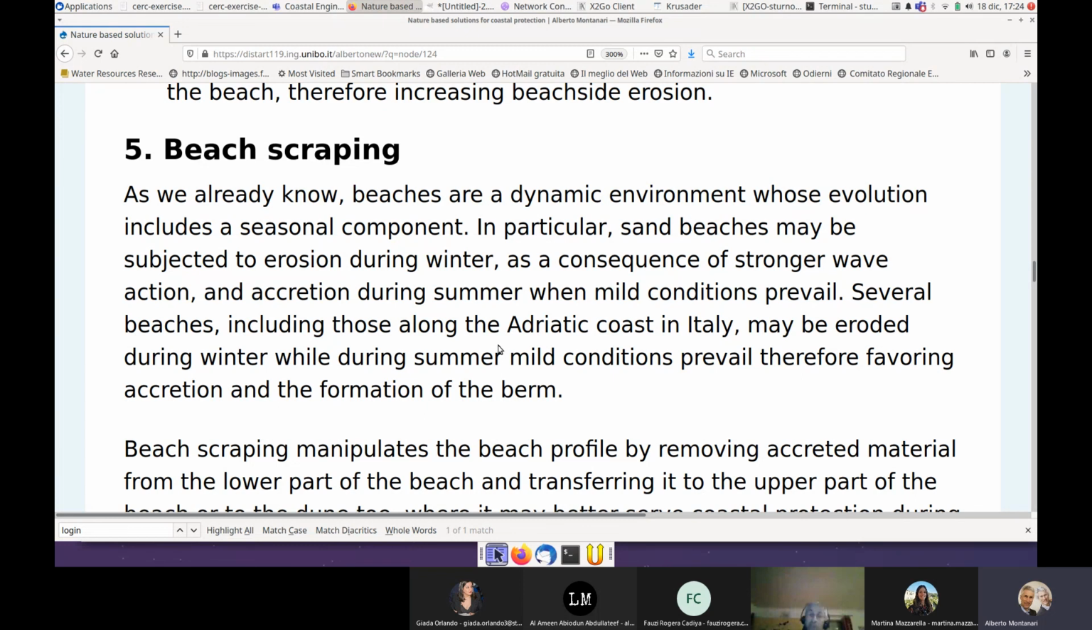Because in these beaches, actually, the dune has been removed in order to favor the access to the beach, in order to be able to use the forefront of the beach, and to build hotels, to build cycling lanes, etc.